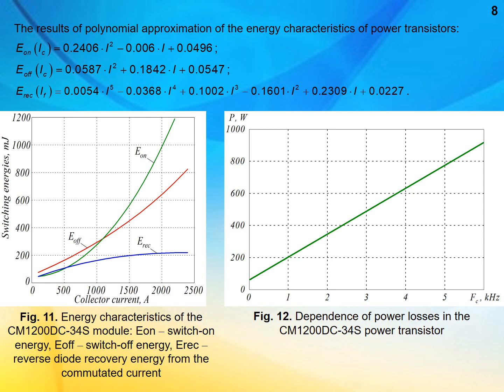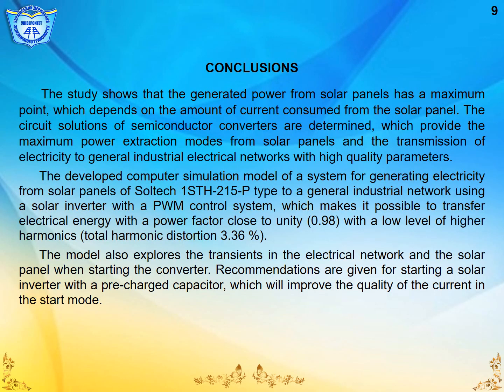Thus, the efficiency of the hybrid inverter when transferring electricity from the solar panels to the electrical network was from 98.4% at a pulse width modulation frequency of 1 kHz to 92.7% at a pulse width modulation frequency of 6 kHz. The last slide presents the conclusions of the study.